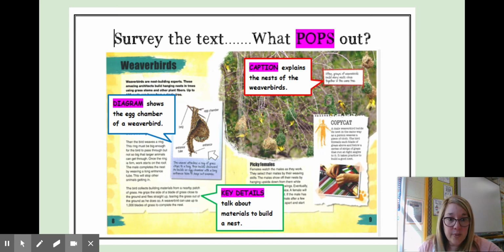Then, once you have figured out what pops out at you and what those text features are on the pages, that's when you can go back and start gathering the key details and putting all that information together. So really study those pages carefully today. Before you read any key details, figure out what's popping out at you, and then go on to read to learn.